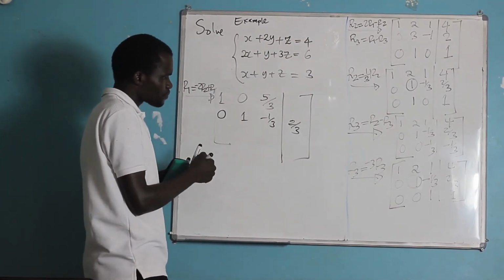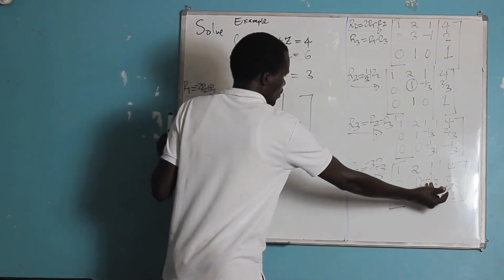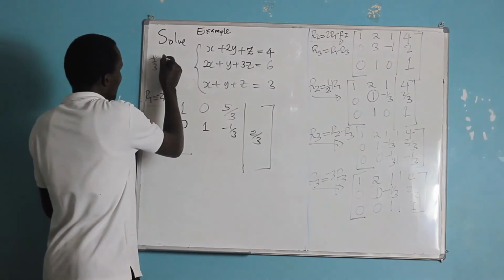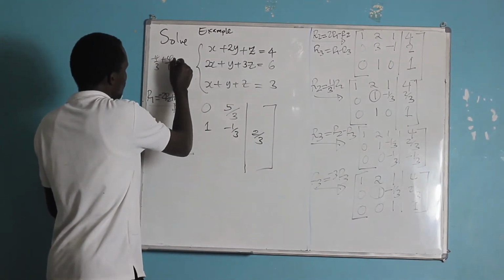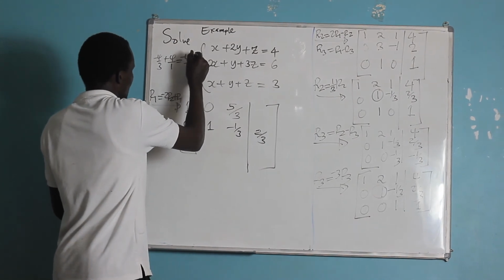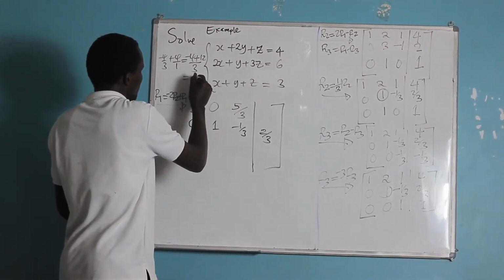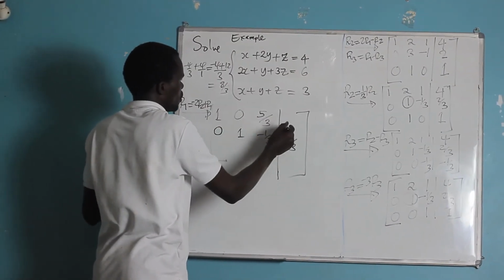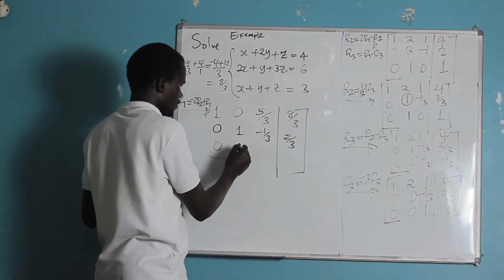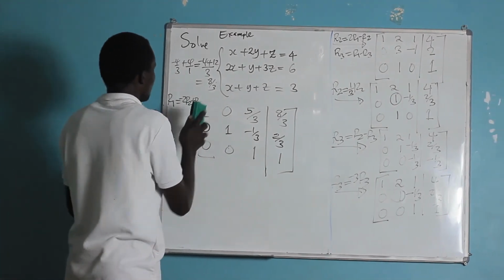And again, we multiply negative 2 with this one to get negative 4 over 3. We add 4 over 1, so here negative 4 plus 12 over 3 is 8 over 3. Of course, here is 8 over 3. And this will remain as it is: 0, 0, 1, and here it is 1.